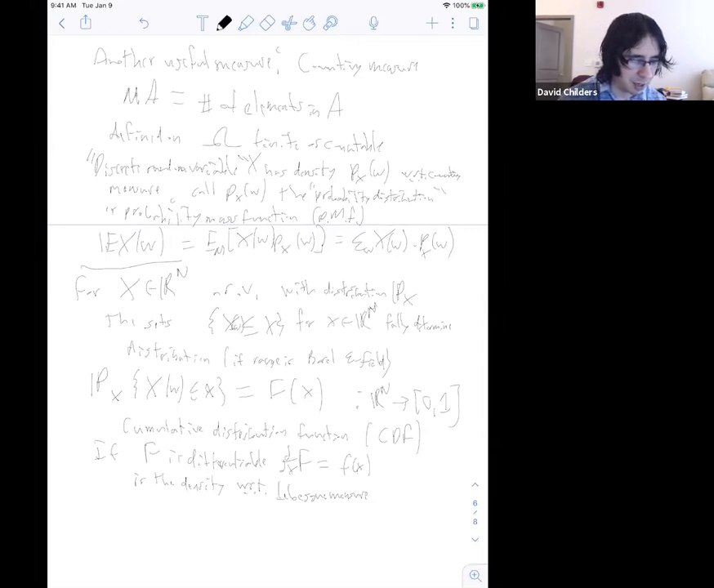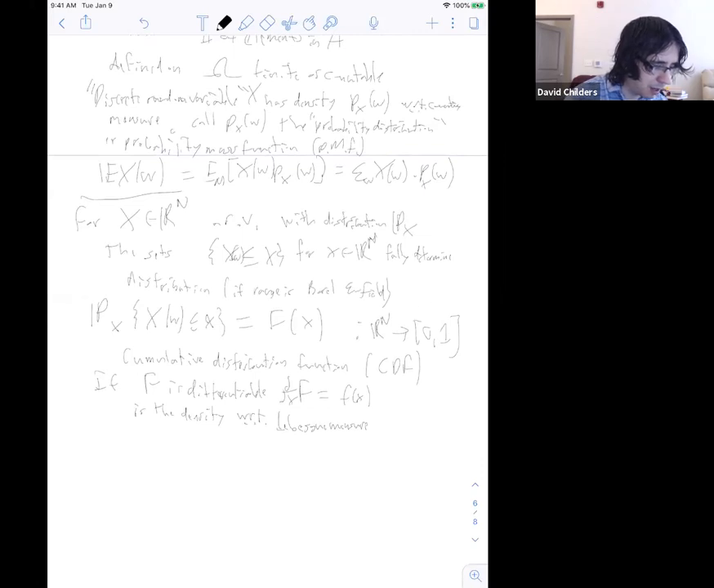Because this can be non-differentiable or even discontinuous. If it's discontinuous, that indicates that there's a point at which the measure of that single point is non-zero, and we know that the Lebesgue measure of any singleton set is equal to 0. And so in that case, that distribution would not be dominated by Lebesgue measure, and so it would not have a density. So there's an ordering on Rn.